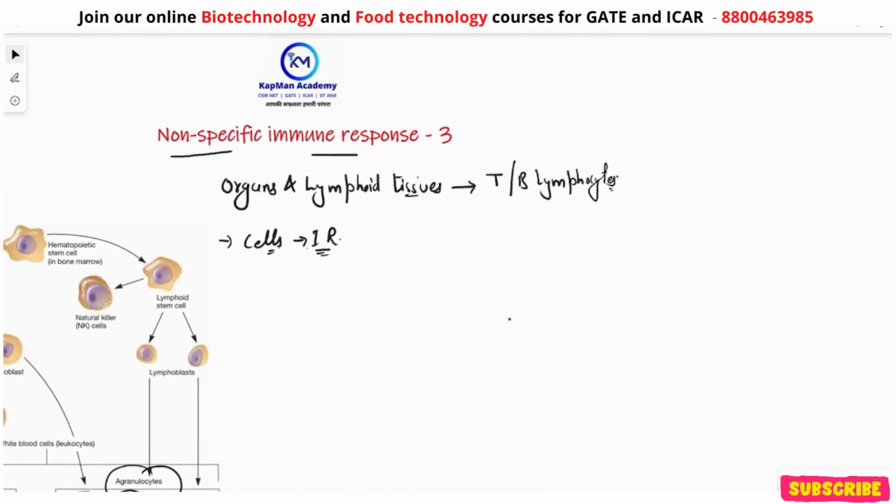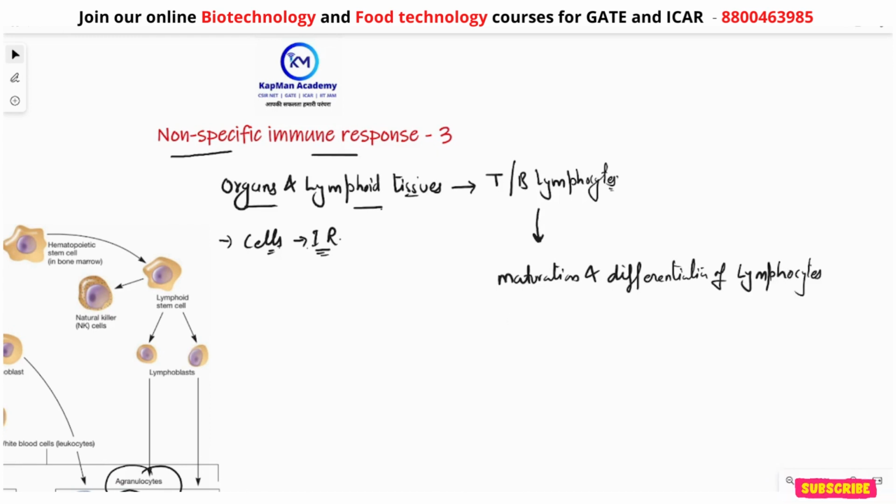Right? Now let's discuss different types of organs and lymphoid tissues. As I mentioned earlier, organs and lymphoid tissues are an important part of the immune system, and they are needed for the activation or maturation of T and B lymphocytes. So we can say they are required for maturation and differentiation of lymphocytes. And according to their functions, they are categorized into two types: primary lymphoid organs and secondary lymphoid organs.